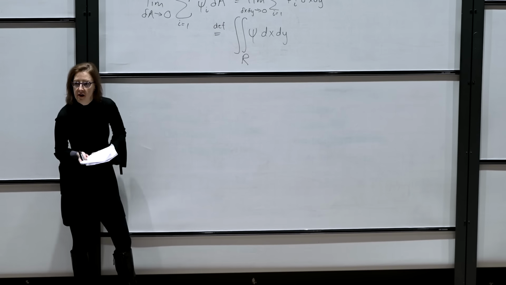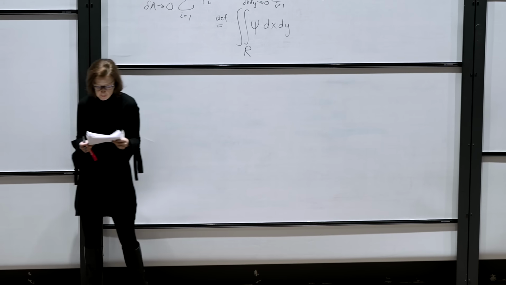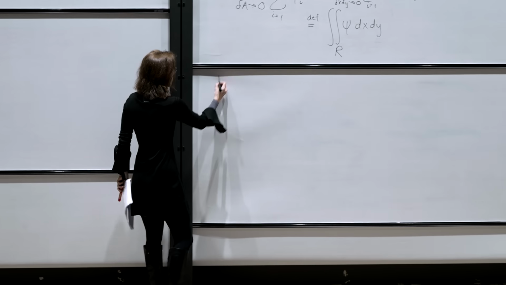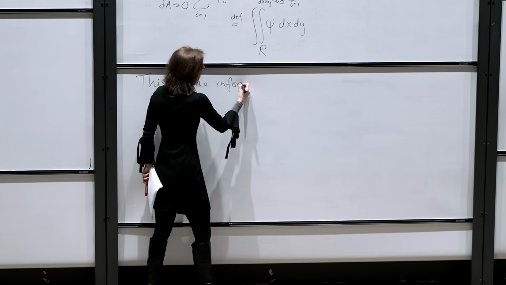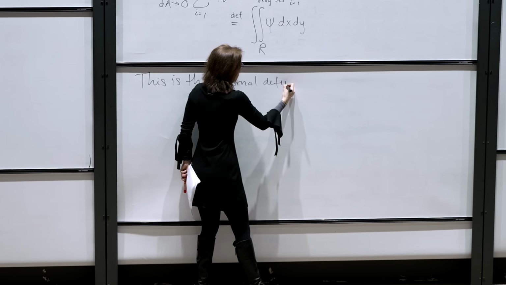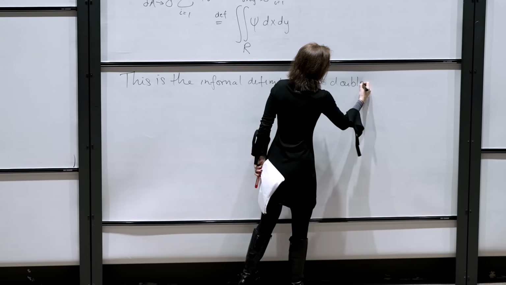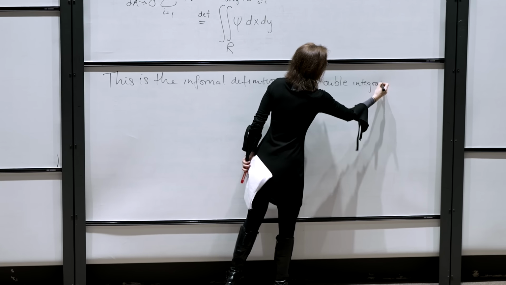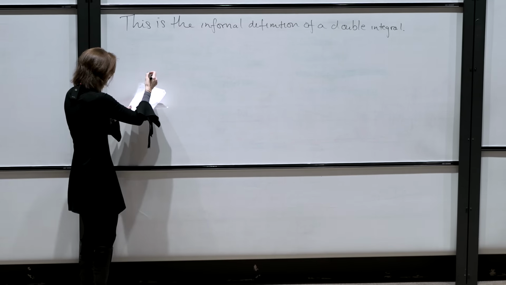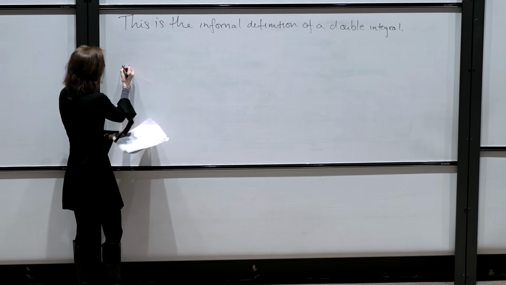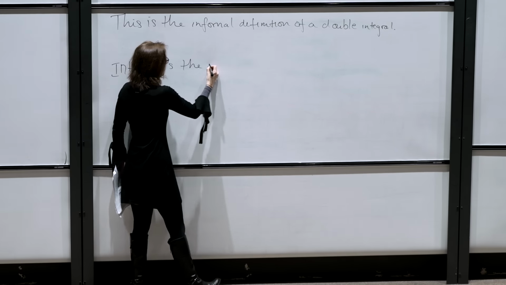And in the last course you did last term, in Introductory Calculus, you've computed a lot of these double integrals. So this is the informal definition of a double integral, and it represents the volume, and the integral is the volume under the surface.